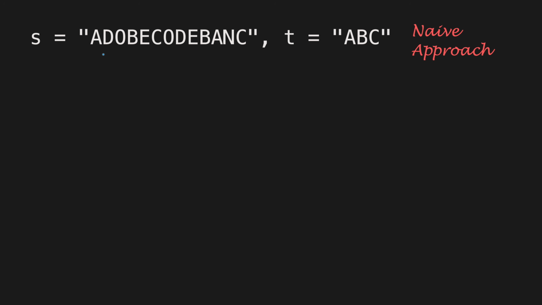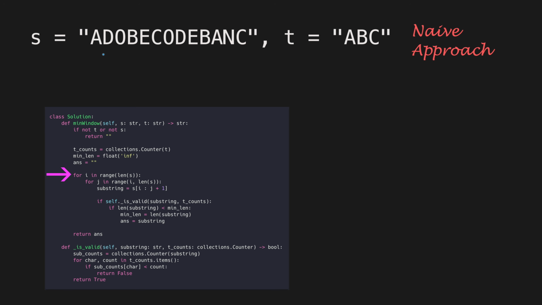Now, the most straightforward way to solve this problem will be to look at every possible substring in our main string s. And we can do this by running two nested loops. The first loop picks the starting point and the second loop picks an ending point. For example, starting with A, we can form the substring like A, AD, ADO and so on. And then we will do the same for other characters. So we will form the substring starting with D, O, B and every other character.